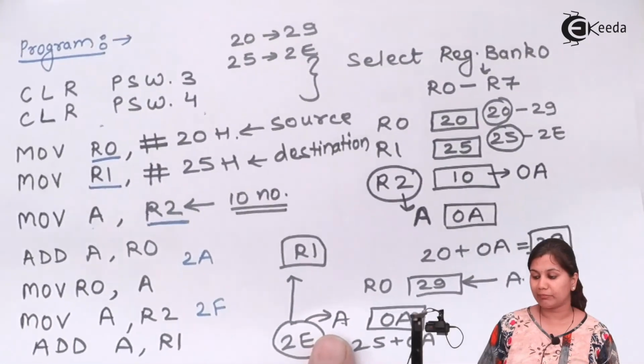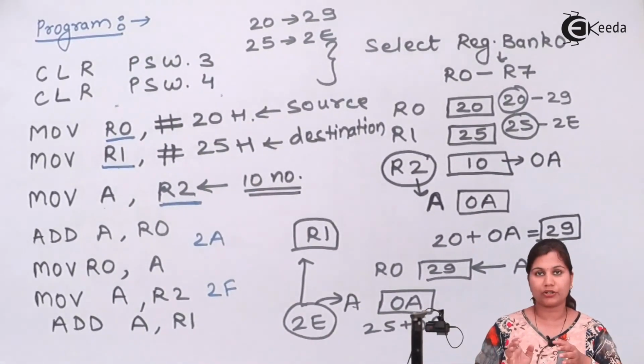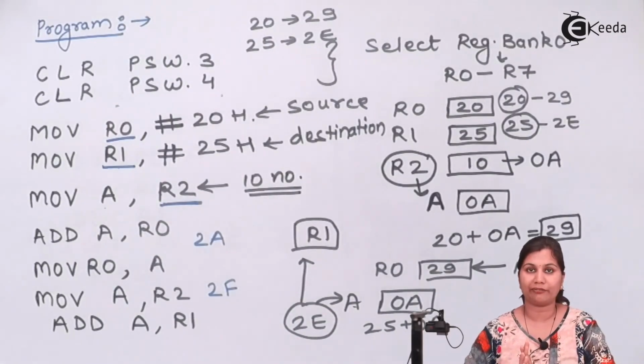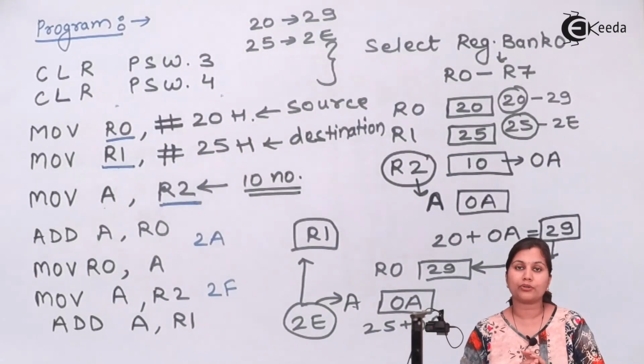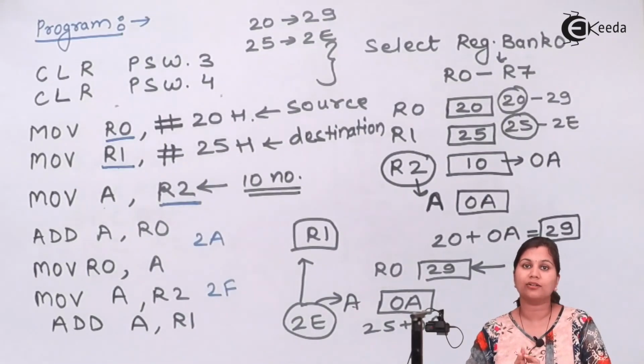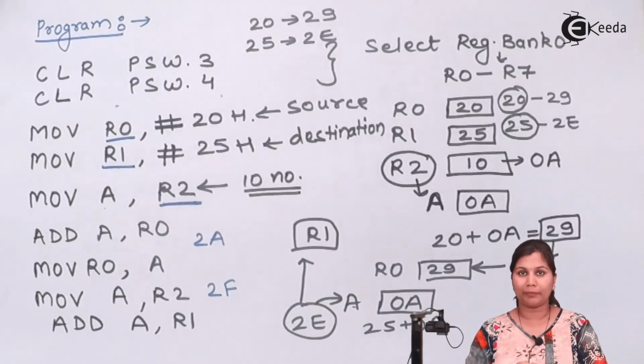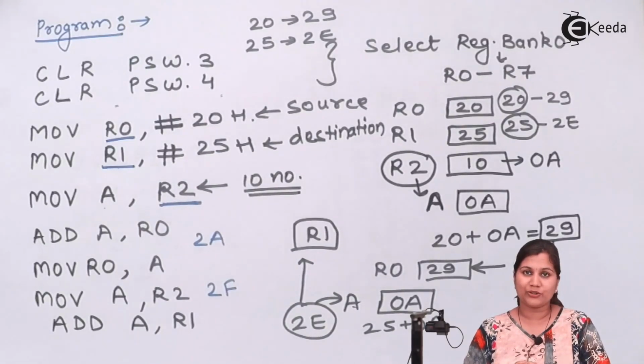So this is the assembly language program using the instructions of the 8051 microcontroller to transfer a block of n bytes from source to destination, that is the overlapped block transfer. So I hope that this program is now clear to you. Thank you.